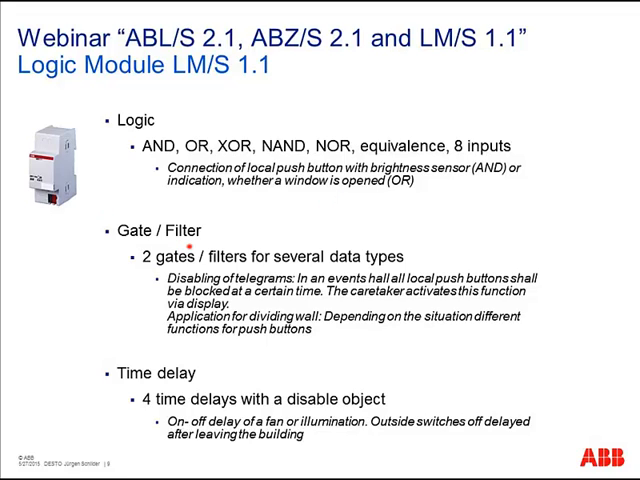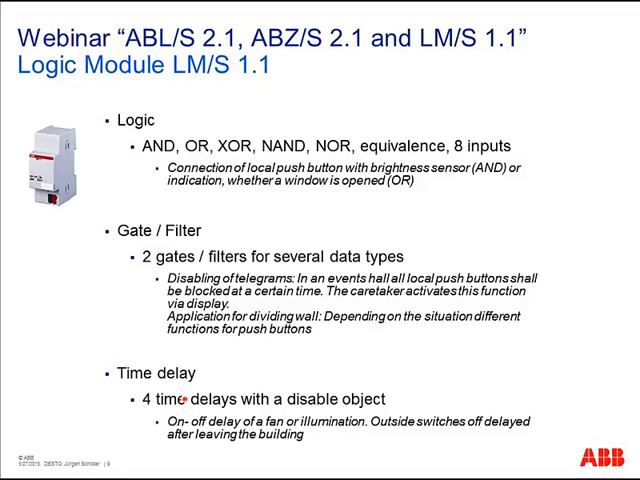Gate filter, Jürgen will explain later in the ABLS this function a bit more detailed, how it works. In principle, you can enable and disable telegrams. That's a very nice and important function. Example here, in an events hall, a local push button for operating light should be blocked at a certain time. So during any performance, nobody should operate any light. So it's very simple with this gate function, and this local push button can in principle be activated and deactivated.